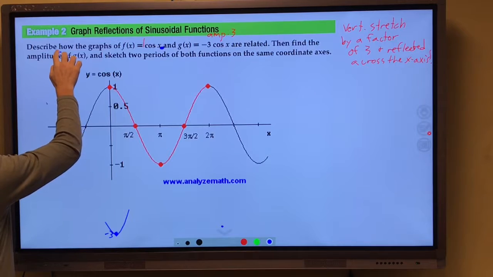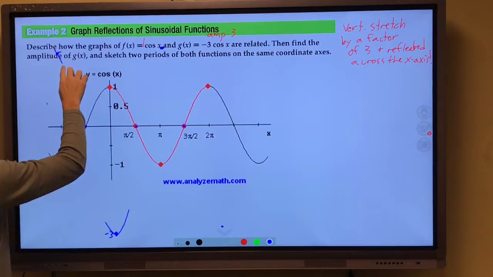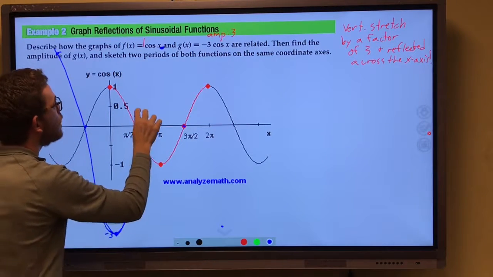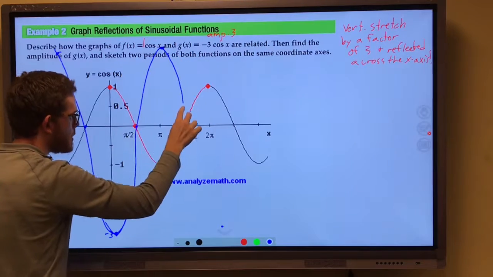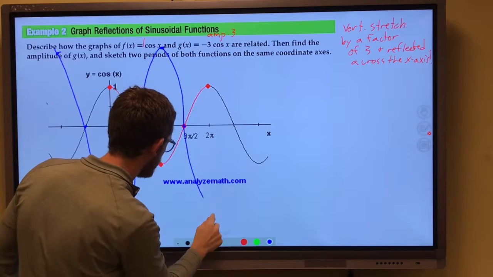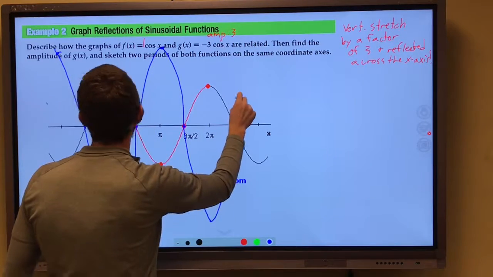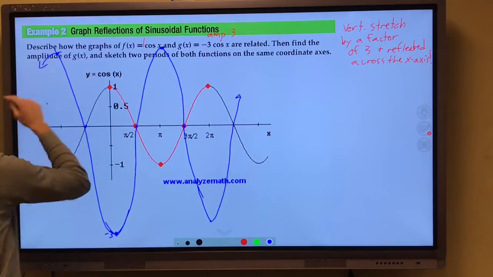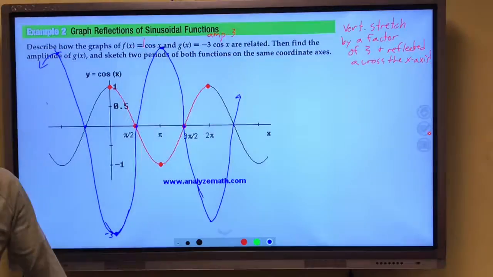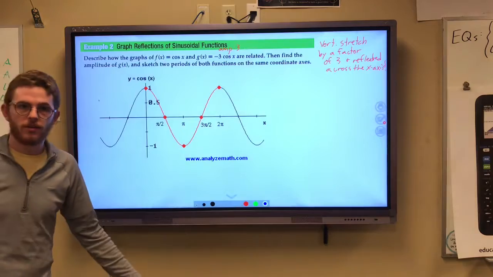Not the best drawing ever done. We're still going to have those outputs at 0, because 0 times -3 would remain the same. That wasn't lined up very well. And so it's going to continue this oscillation, but it has been reflected and it has been stretched out. All right, so this is gigantic. That's what's happening.